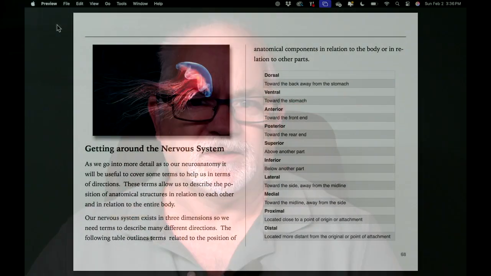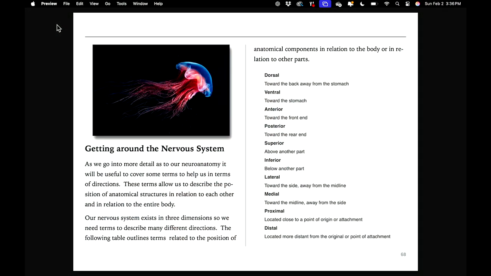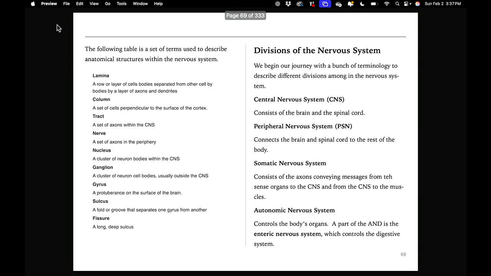As we start to navigate our way through all of these different systems, I include some terminology here. First, we have a set of terms having to do with direction, so we can see where certain structures lie in relation to other structures. And then in the second list, we see how we define particular larger structures beyond the neuron, terms like nerves, nucleus or nuclei, ganglions, gyrus, sulcus, these kinds of words that refer to particular structures.